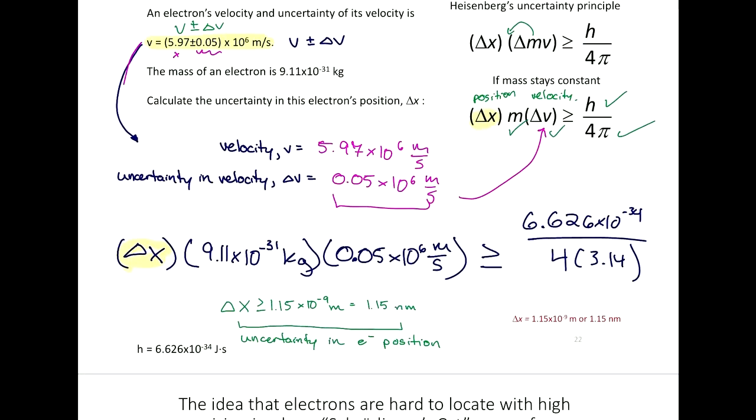And so Heisenberg took this one step even further and applied the idea that these electrons, because they're very, very small, we can't know their certainty in either their position or velocity. We can't know both of them at the same time, essentially. And so we used Heisenberg's uncertainty principle to calculate the minimum amount of uncertainty in an electron's position using this equation, where uncertainty in the velocity just comes from this plus or minus portion. So the actual velocity doesn't matter. It's the uncertainty in the velocity that matters. So we see it's 0.05 times 10 to the 6 meters per second.